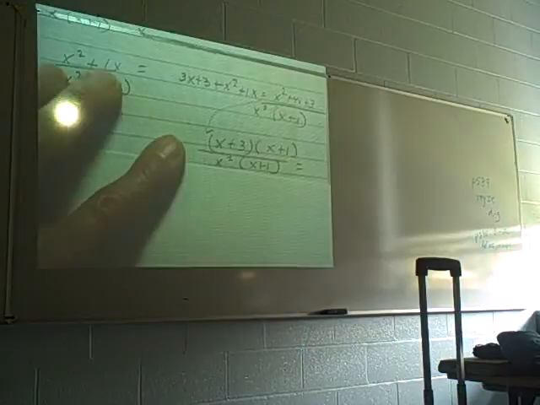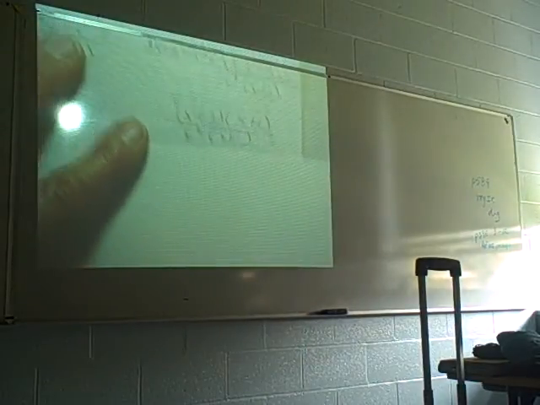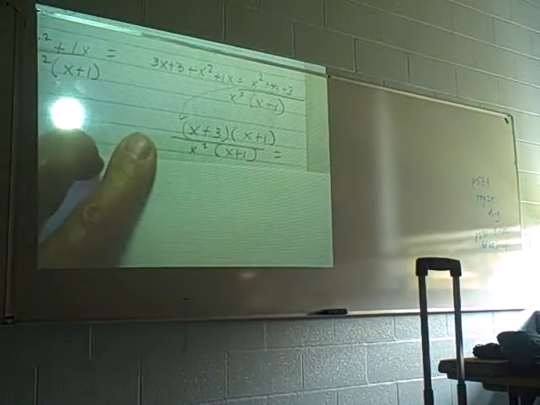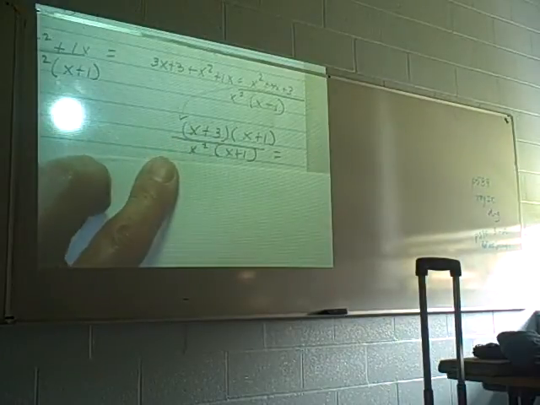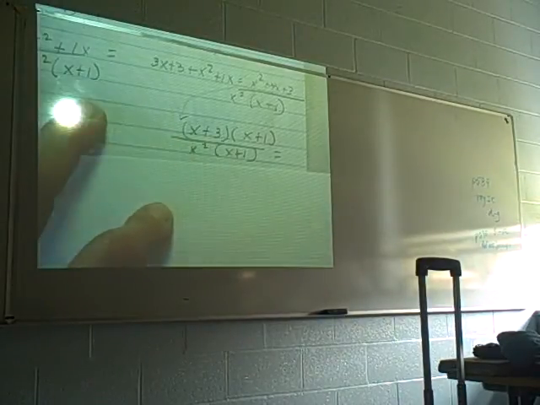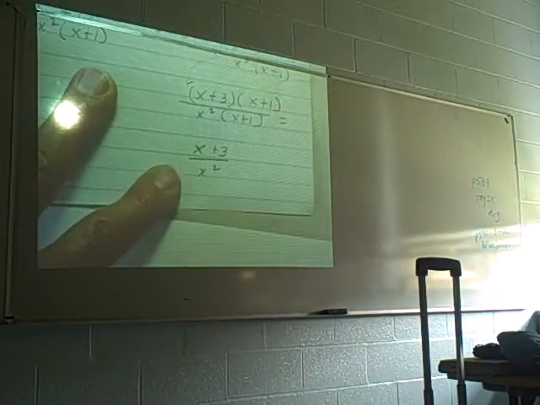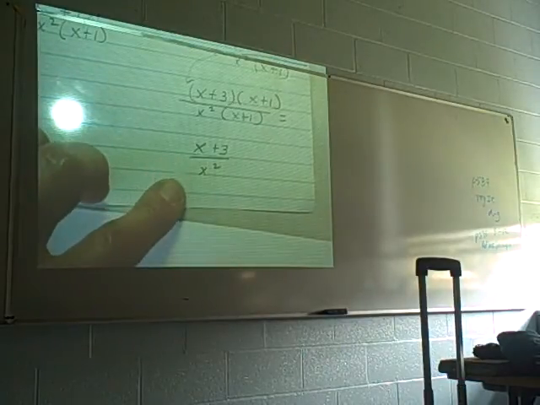Okay, so I know that my numerator, in this case, I can factor further. And then what's going to happen here? I'm going to cancel those guys out, and I'm just left with x plus 3 over x squared.